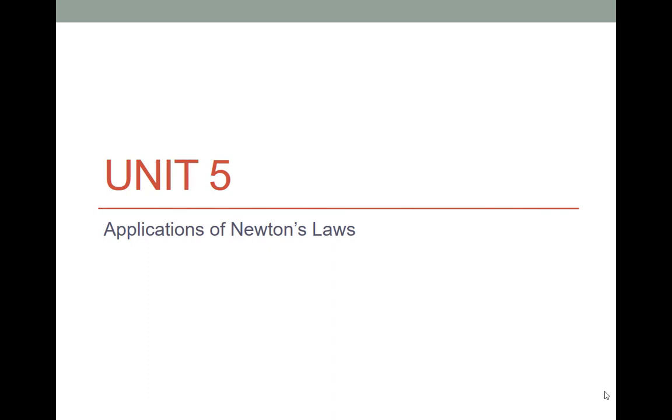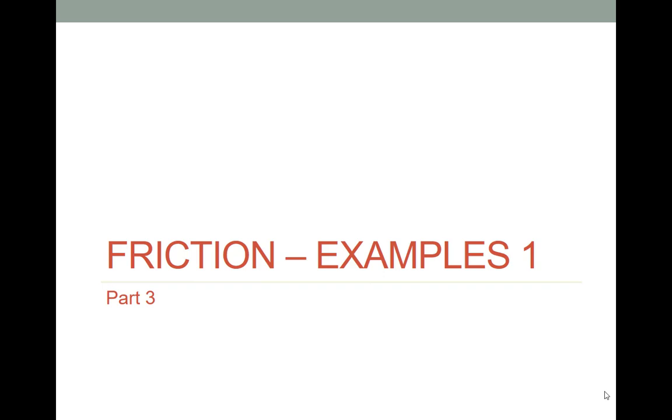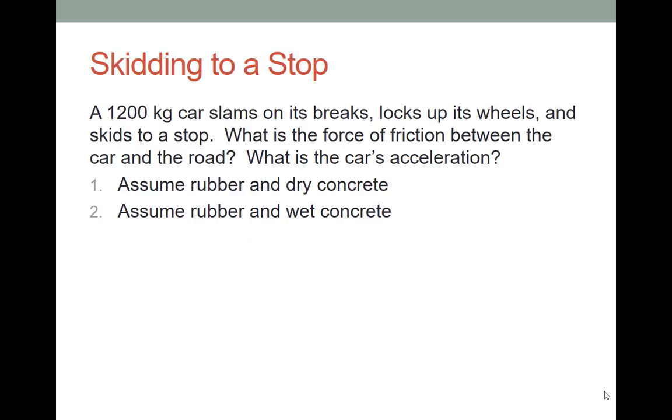In this part of Unit 5, we're going to look at two examples where we use the model for friction developed in the last part. In the first example, we have a car skidding to a stop. It's a 1,200 kilogram car. It slams on its brakes, locks up its wheels, comes to a stop. We want to know what is the force of friction between the car and the road, and what is the car's acceleration.